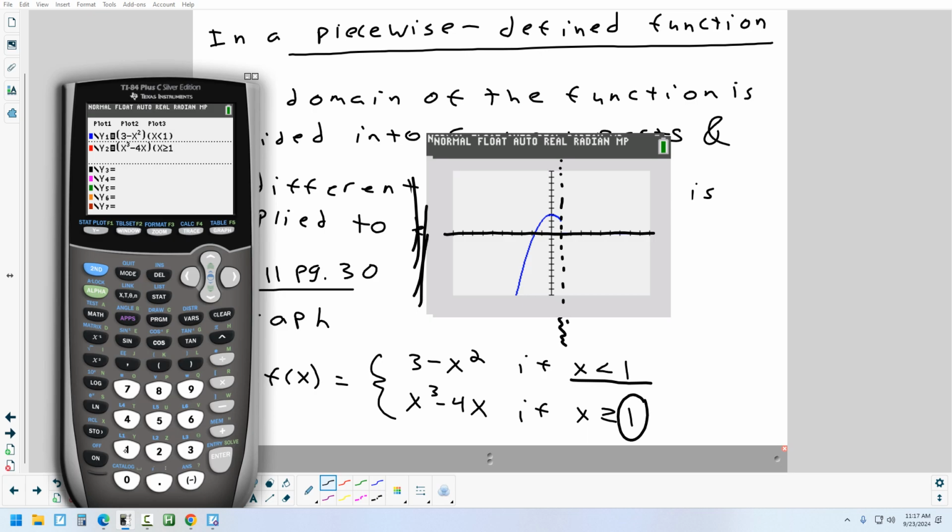Yes? Yeah, you can just sign out. Yeah. Good. Let's hit graph.